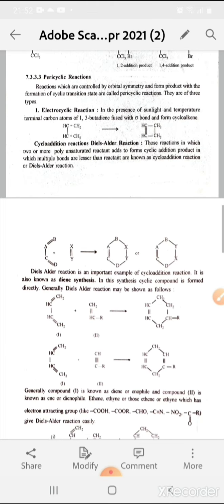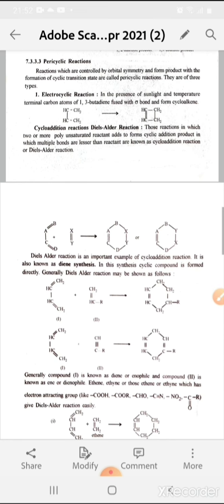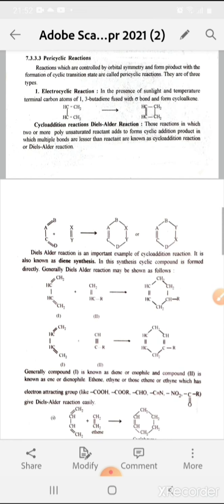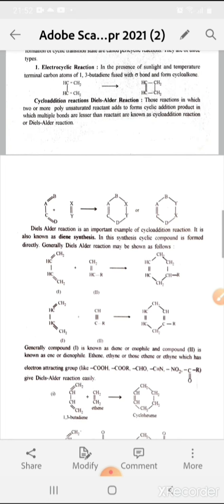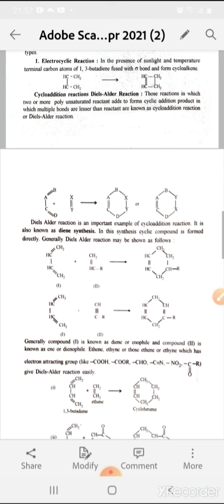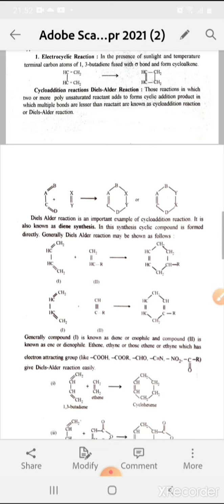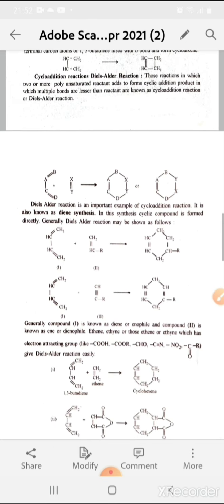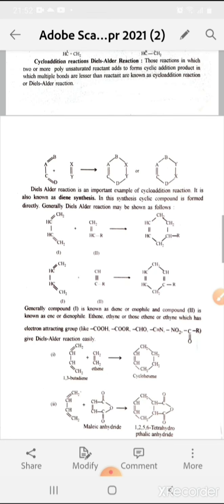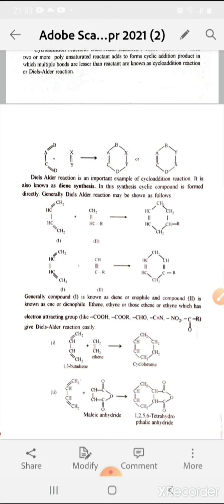Next, the cycloaddition reaction, that is the Diels-Alder reaction. Those reactions in which two or more polyunsaturated reactants add to form cyclic addition products in which multiple bonds are fewer than in the reactants are known as cycloaddition reactions or Diels-Alder reactions. So here we see 1,3-butadiene reacts with ethene and forms cyclohexene. The Diels-Alder reaction is an important example of cycloaddition reactions. It is also known as diene synthesis. In this synthesis, a cyclic compound is formed directly.